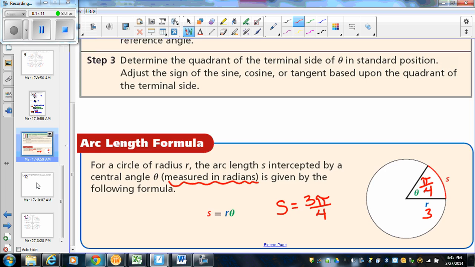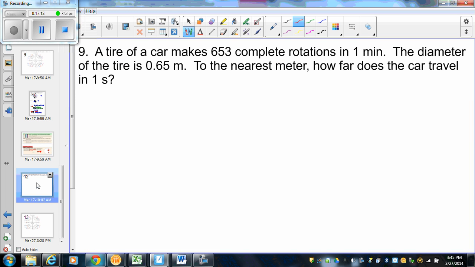Okay, so let's actually put that to use with a word problem now. It says a tire of a car makes 653 complete rotations in 1 minute. The diameter of the tire is 0.65 meters. To the nearest meter, how far does the car travel in 1 second?